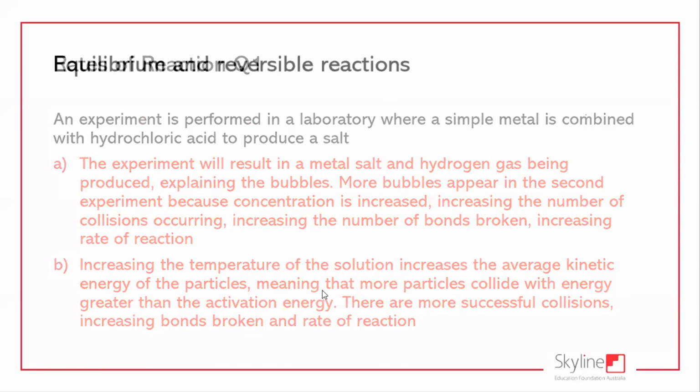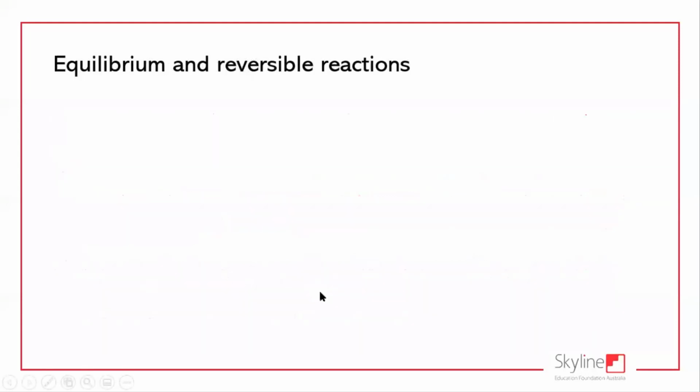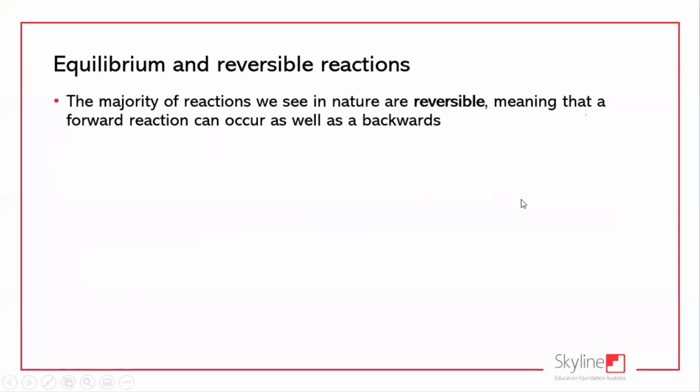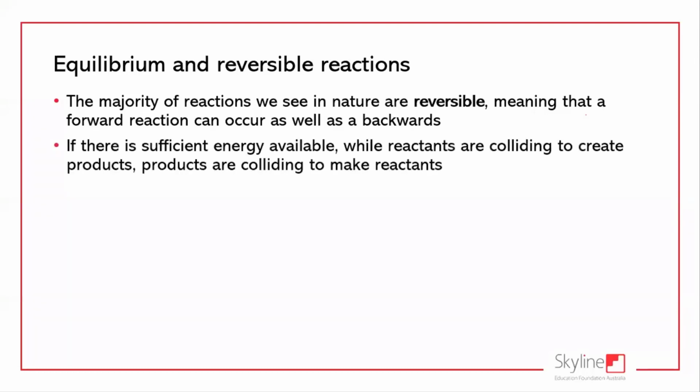All right, equilibrium now. This is some fun stuff, and it's actually quite hard as well. But something you have to understand is that the majority of reactions we see in nature, when we're putting two chemicals together, are reversible. They can happen one way and they can happen the other. If there's sufficient energy available, reactants are colliding to create products, and products are colliding to make reactants. This makes sense in the sense that we have a bunch of reactants lying around and they're bumping into each other, colliding. There's less and less reactants, and slowly there's more and more products.